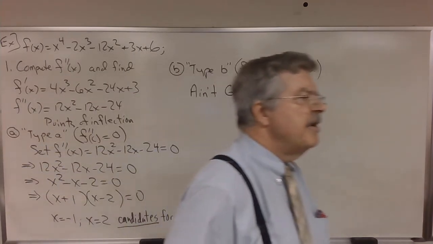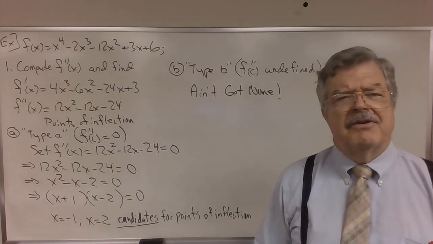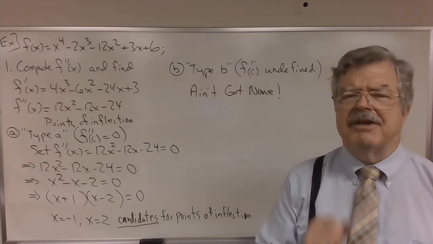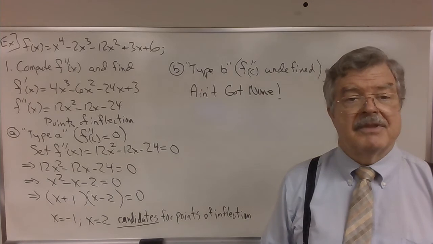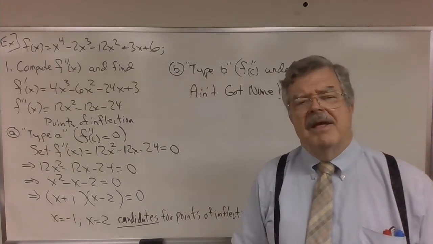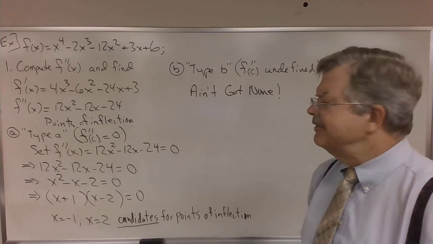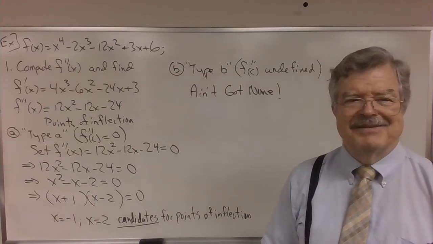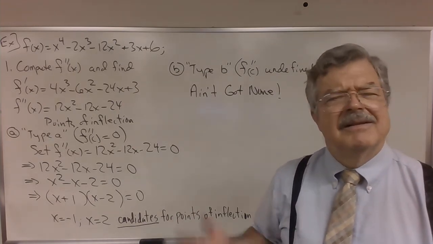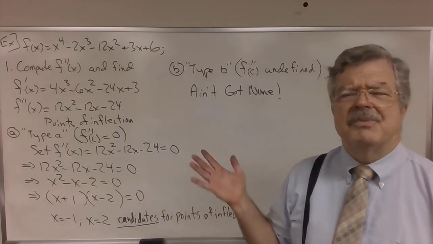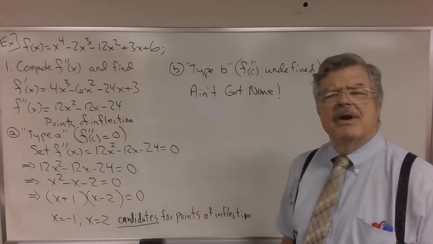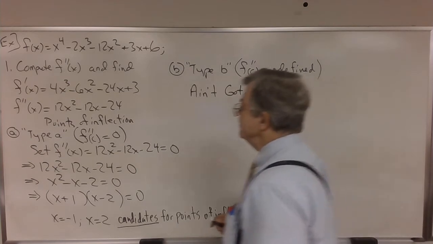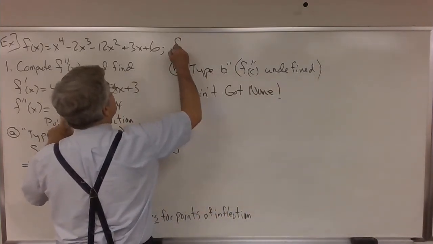So we've got our candidates for points of inflection. And now we need to know where the second derivative is positive and where the second derivative is negative, because that will tell us where the original function is concave up and where it's concave down. Now, how do you think it is we're going to find out where the second derivative is positive and where it's negative? How should we go about trying to find that out? Well, first thing I'm going to do is write down my second derivative up here for safekeeping.